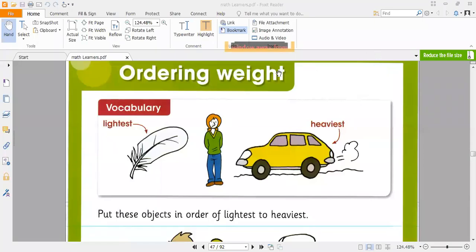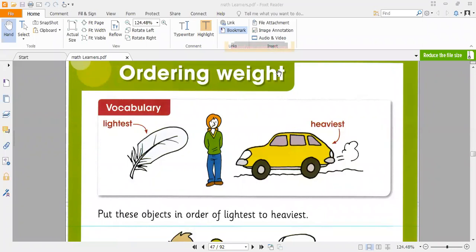So today in maths, we are going to discuss ordering weight. We have discussed weight in the previous quarter as well, but we are going to take it as a revision lesson. So first of all, let's see the vocabulary words.